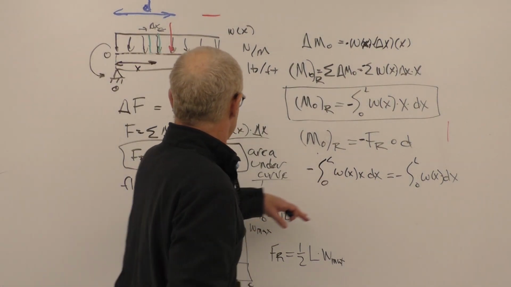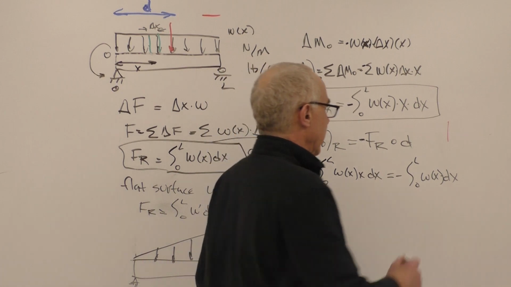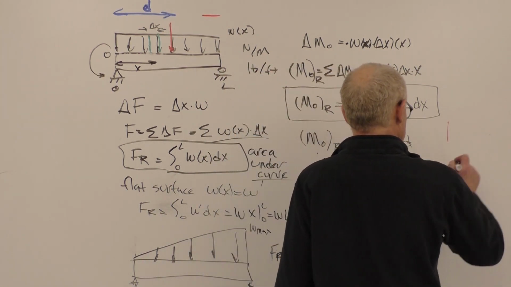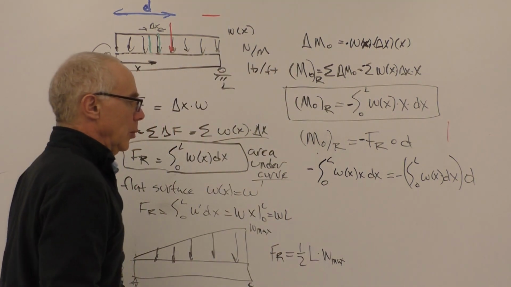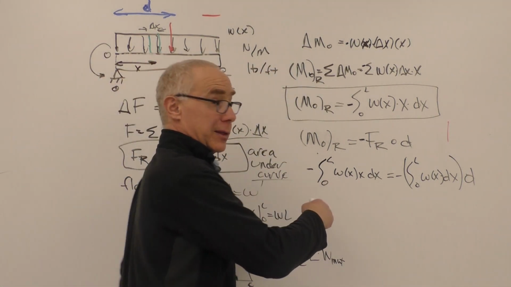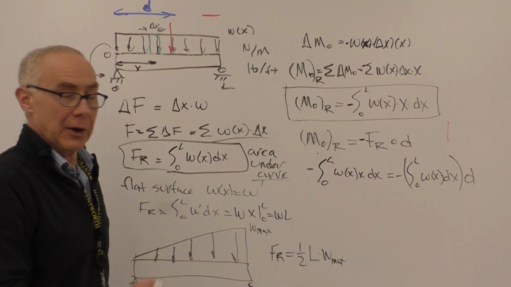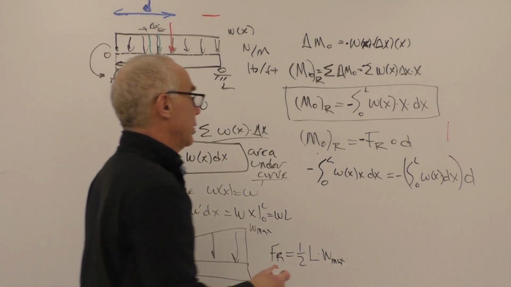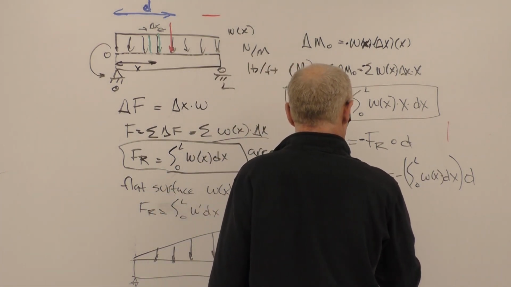I substituted this integral for f of r over here, and then I'm going to multiply this whole thing by d. Remember, d is what we're looking for. We know w, so in principle, we can always do this integral. And now we want to say, how do we find d? We can find d by just isolating d on the left-hand side.